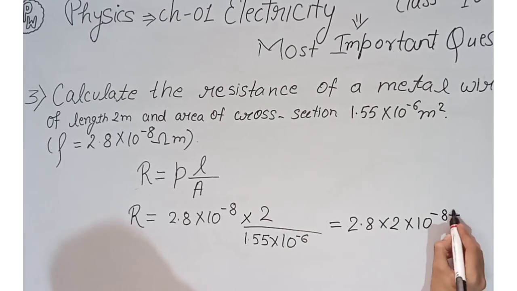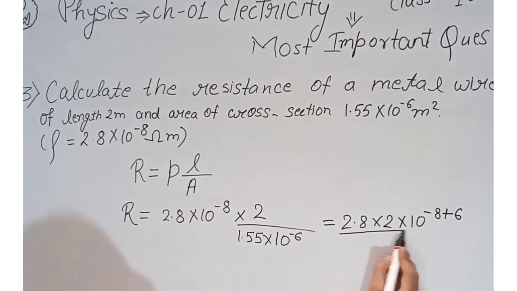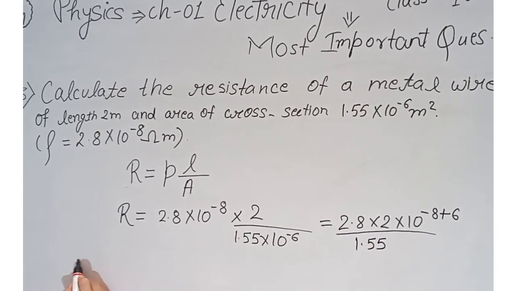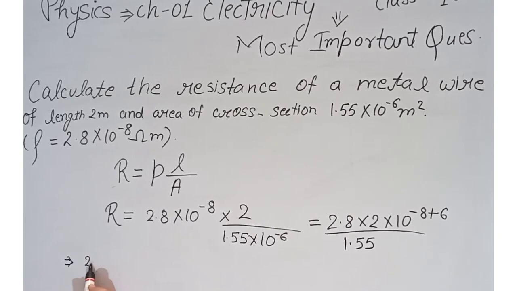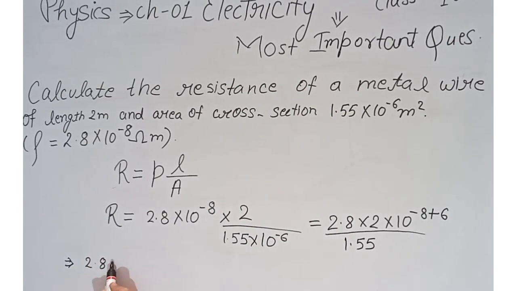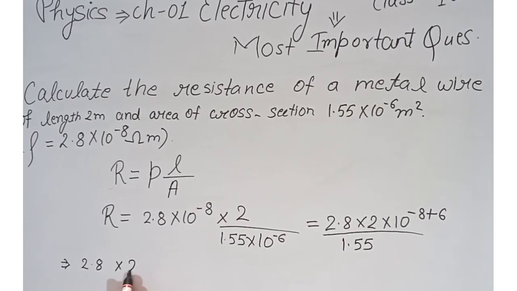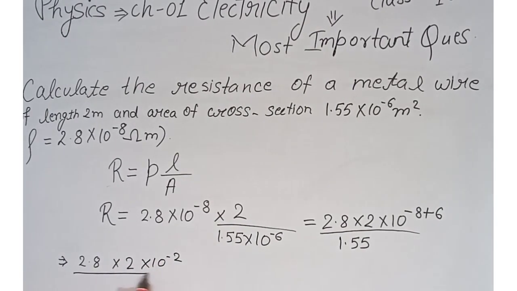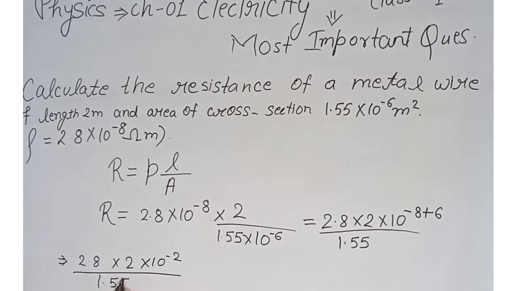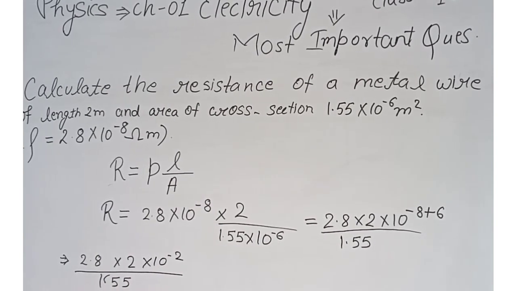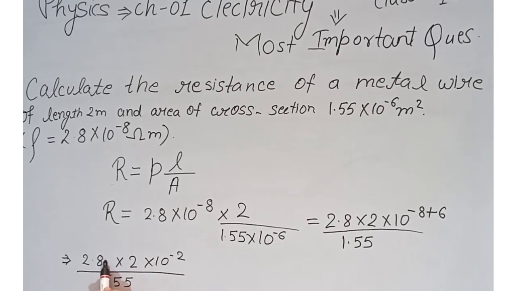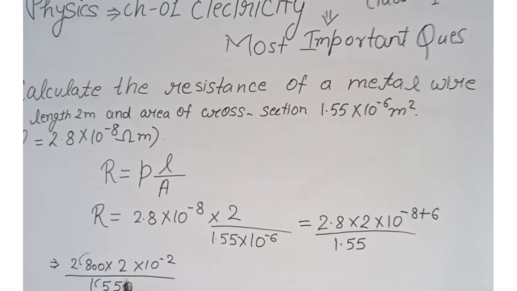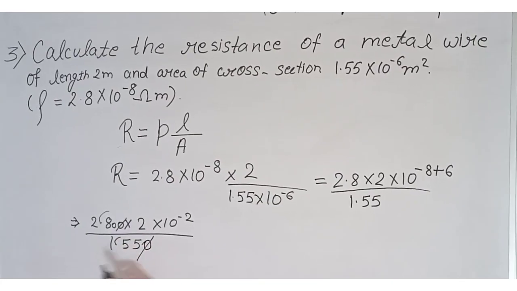Normally write 2.8 into 2 into 10 to the power minus 8, and here minus 6 is given. When it goes to the upper side, it becomes positive. Now it comes 2.8 into 2 into 10 to the power minus 2 upon 1.55. Now multiply 2.8 into 2 and divide it by 1.55. It's not a very complicated calculation. It is a very basic calculation you can do by solving it and cancelling.